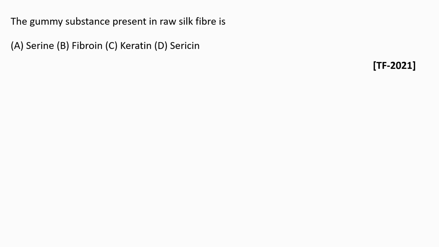This question says: the gummy substance present in the raw silk is. Option A is serine, B is fibroin, C is keratin, and D is sericin. So what is the correct answer? If you know it, then the correct option is sericin.